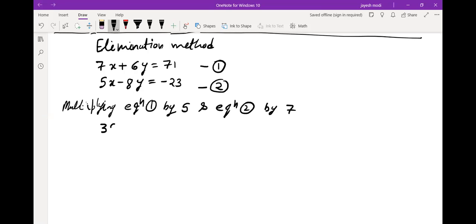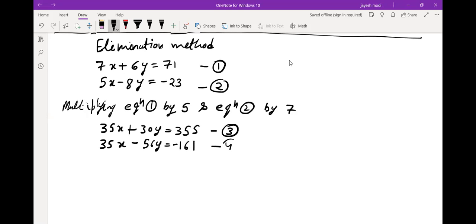So 7 fives are 35x plus, multiply the full equation with 5, 6 fives are 30y equals 71 fives are 355. Is that clear to you? Yes, sir. This is equation number 3. And multiply equation number 2 by 7. 7 fives are 35x minus 8 sevens are 56y equals minus 23 sevens are minus 161. Okay.